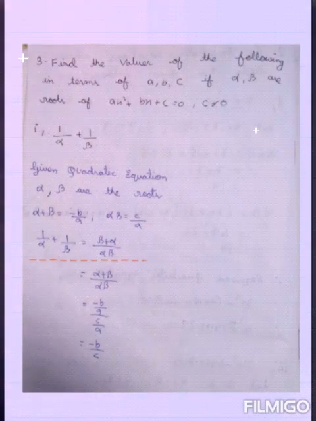So take the LCM, then we get (beta plus alpha) by alpha beta. If you arrange them properly, we get (alpha plus beta) by alpha beta. So substitute alpha plus beta equal to minus b by a, and substitute c by a in the place of alpha beta. So a gets cancelled. So the final answer is minus b by c.